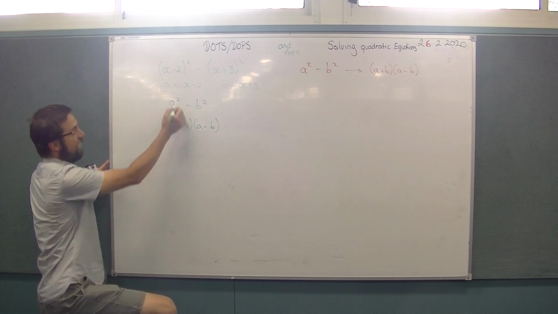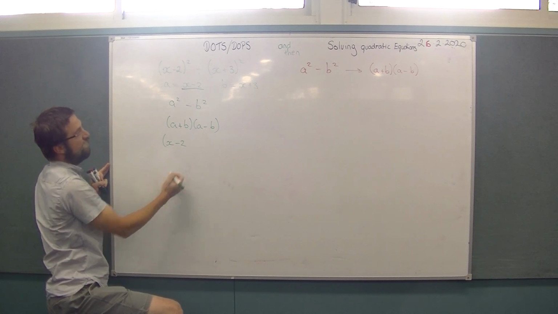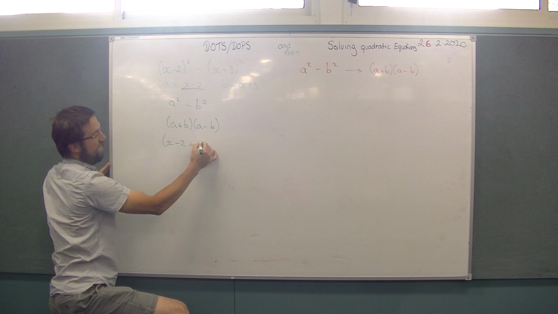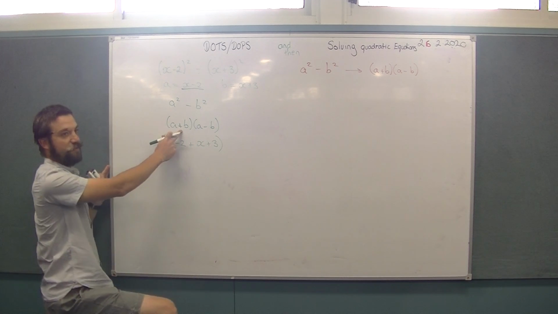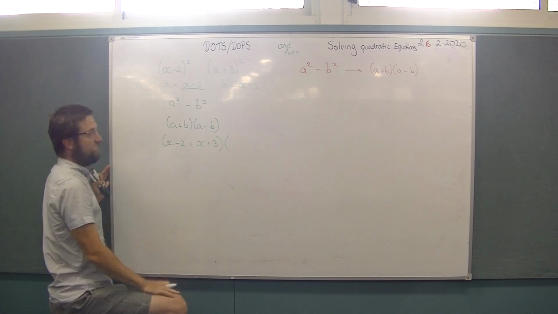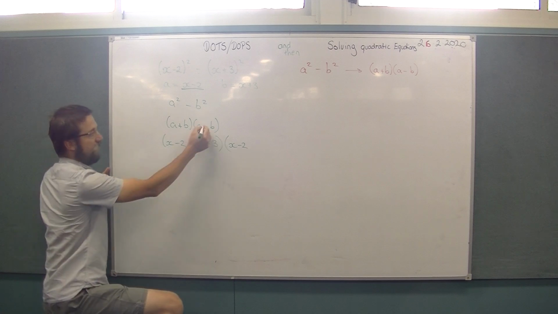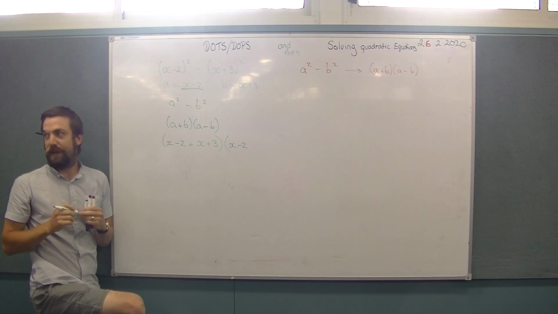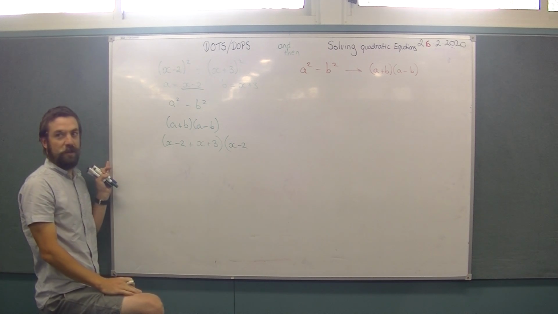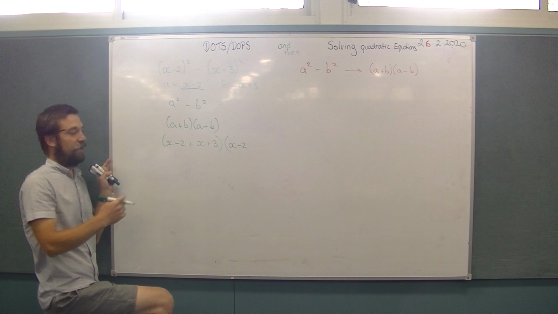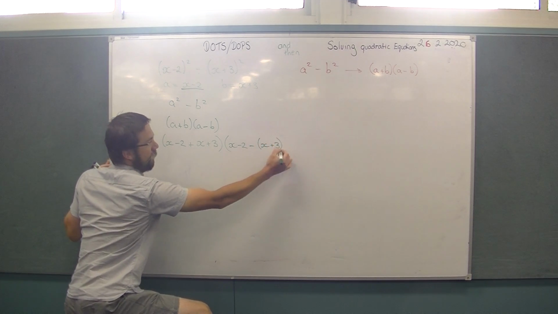Then I just have to plug in the substitution. So a is x minus 2, b is x plus 3. That's just the first bracket. Second bracket is a again. But then this negative sign is where a lot of people got tripped up. It says I have to subtract b. I have to subtract all of b. So take away all of b.